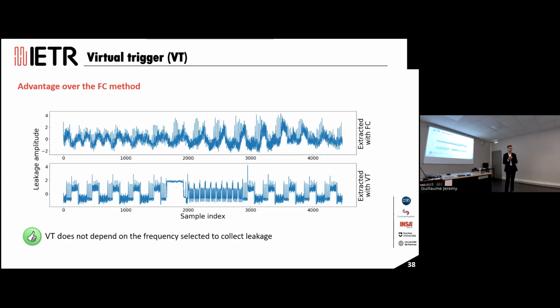So at the other frequency, we are using the same parameters in order to filter the frequency component. And at this other frequency, the frequency component does not contain a signal that can be used as a trigger signal. So the initial method does not work properly. But the virtual trigger is based on the knowledge of the time duration of one AES execution, and this does not change from one frequency to another. So we can still use the virtual trigger at another frequency than the initial frequency.